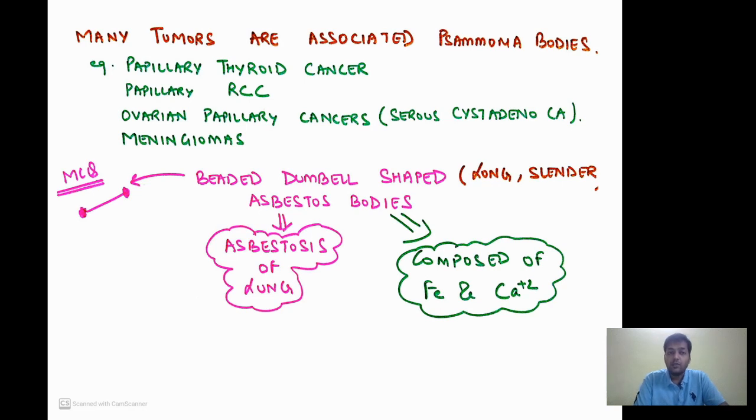Now, one important MCQ again. A second example of dystrophic calcification is asbestos bodies. These are beaded, dumbbell-shaped asbestos bodies which occur in asbestosis of the lungs, and they are composed of calcium and iron. They are long, slender, and dumbbell-shaped.